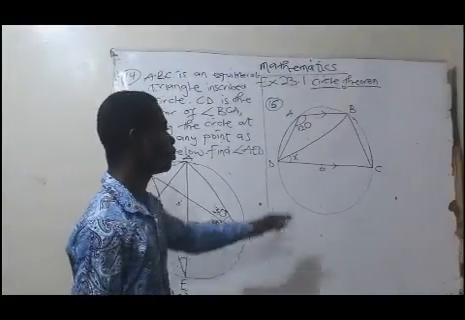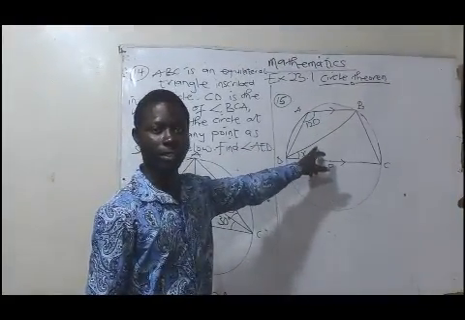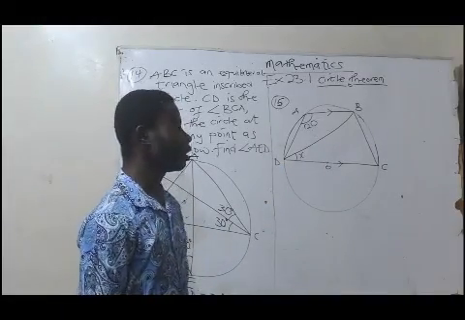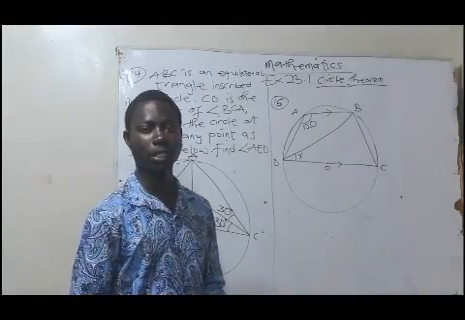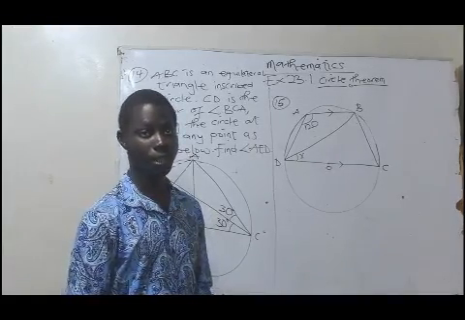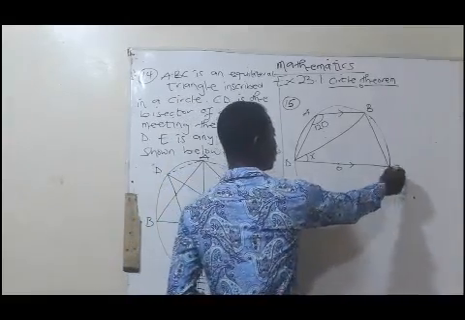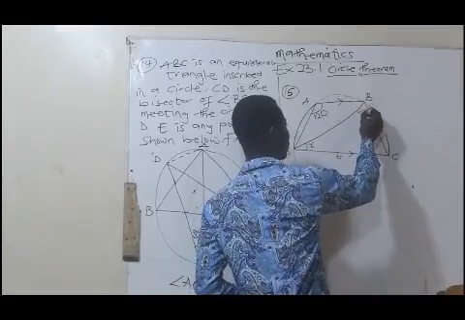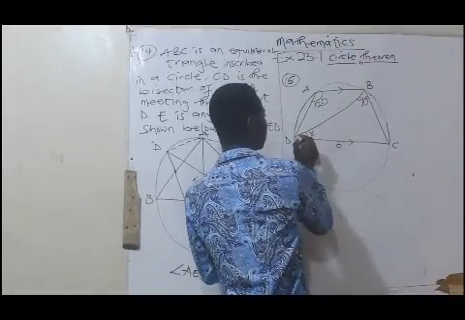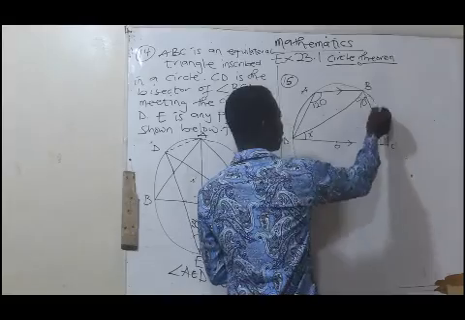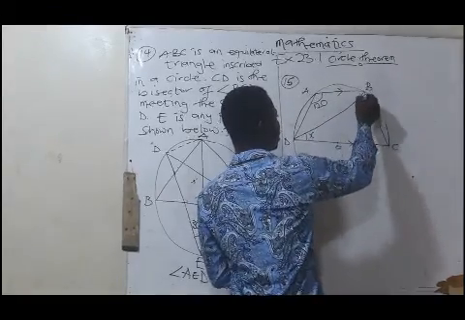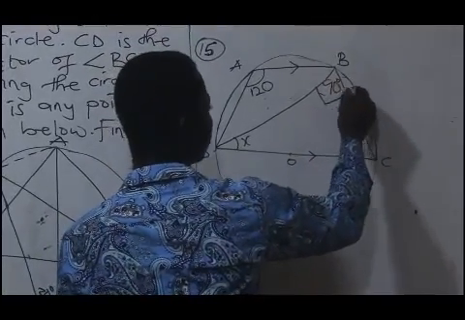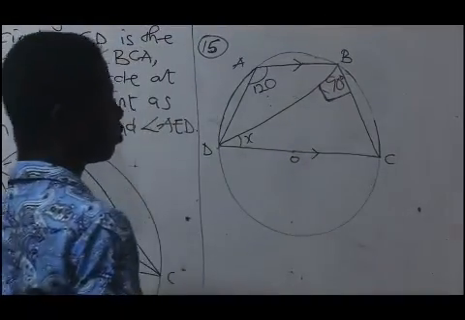Question 15 is telling us to find this x as our variable. Now we know that a diameter subtends an angle at the circumference of the circle to be 90 degrees. So since we have BC, a diameter here, subtending an angle at the circumference of the circle to be 90 degrees, we are going to have 90 degrees here. We have this angle to be 90 degrees, and this angle to be 90 degrees.